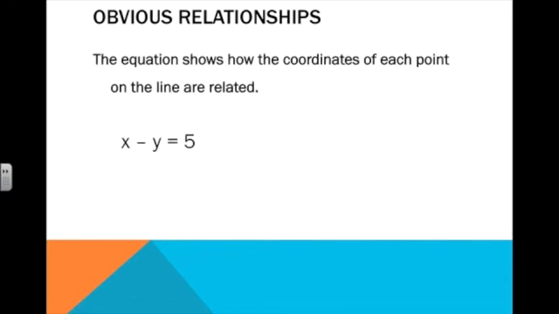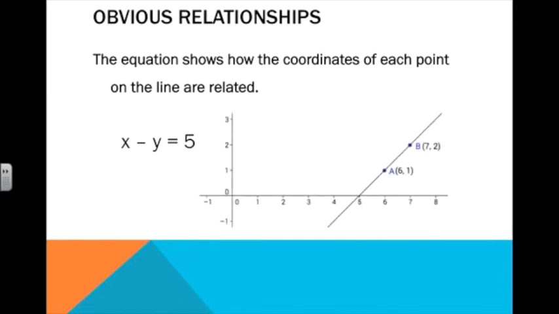x minus y equals 5 means the coordinates of each point have a difference of 5. So what are some numbers that we can subtract to get 5? Well, 6 minus 1 is 5, and 7 minus 2 equals 5. So we can say that the points (6, 1) and (7, 2) are on the line and can draw the whole thing going through those points.